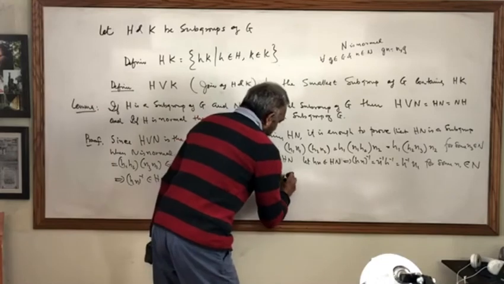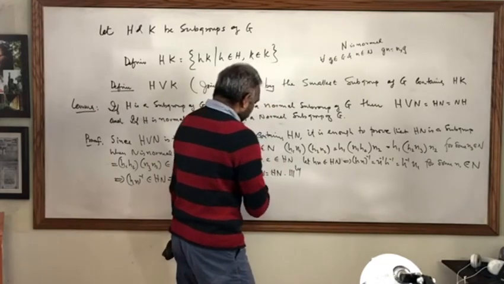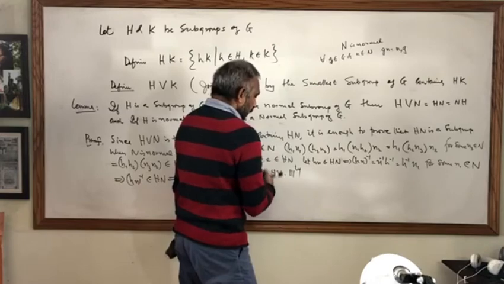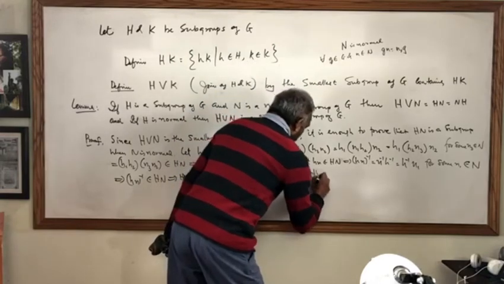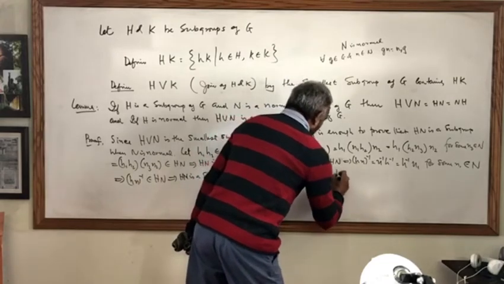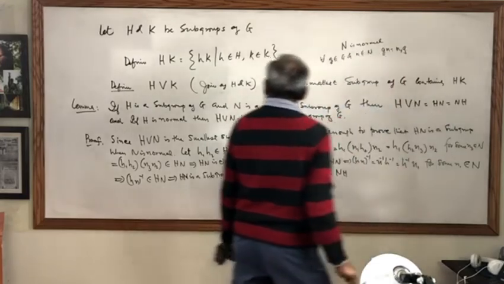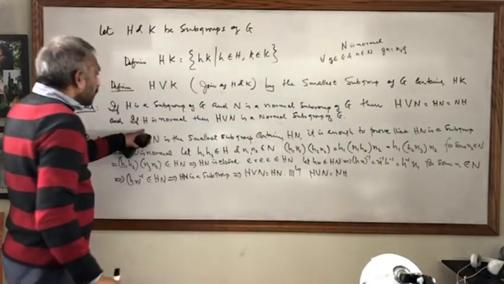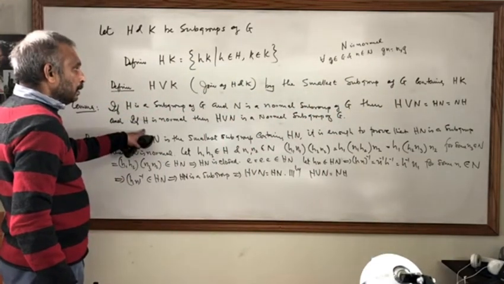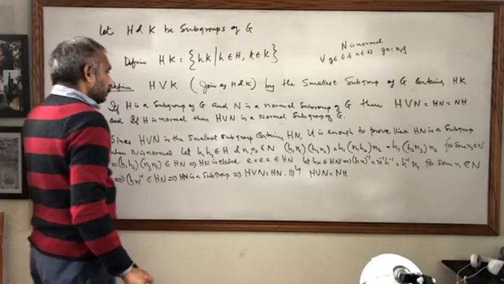Similarly, replacing N with H and H with N, we can show that H join N is equal to NH. So this part is done. Now if H is also normal, then this is a normal subgroup.